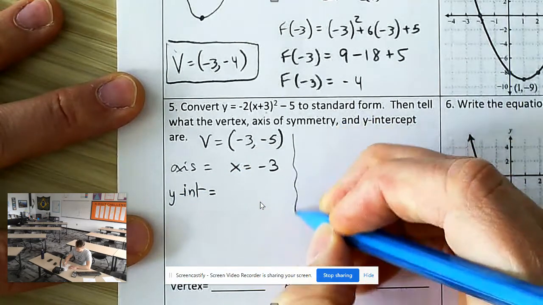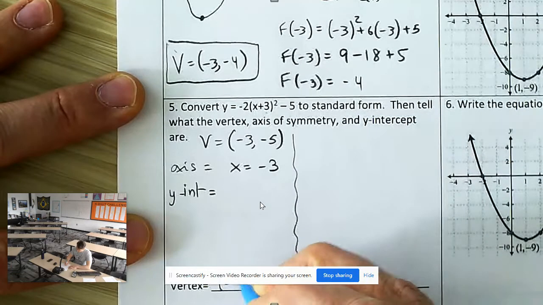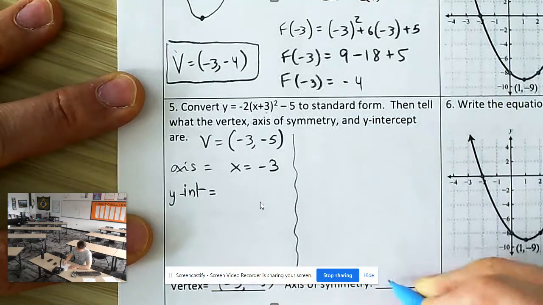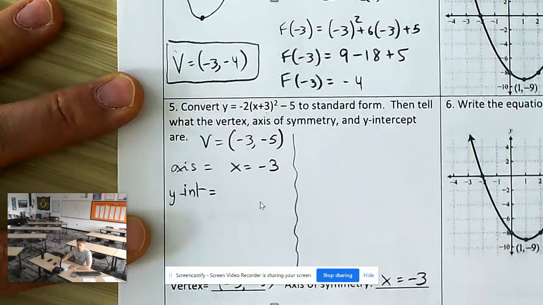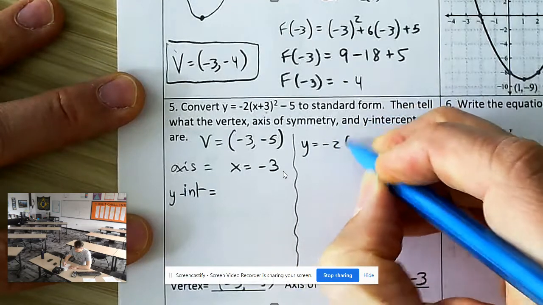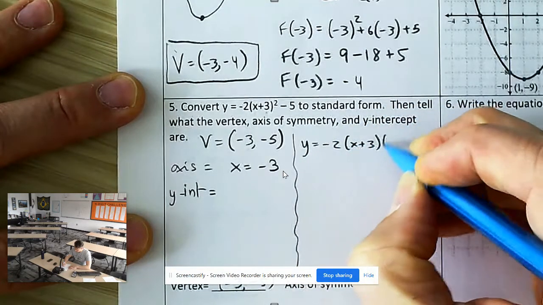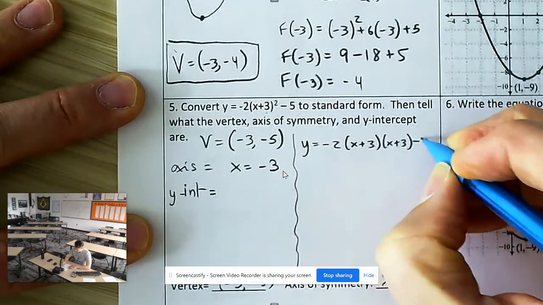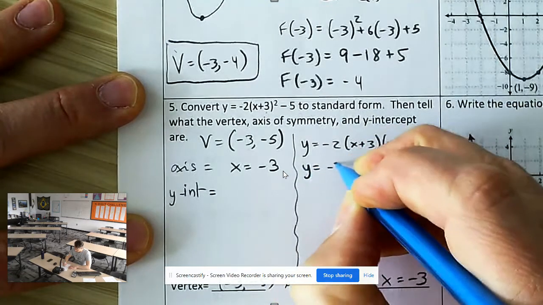So let's put this in standard form. Oh, I could have put that all down here. Never mind. Put that in the wrong spot. Why does my computer keep beeping? Stop beeping. All right, so let's see. x plus 3 times x plus 3 minus 5. So we're going to start with that.